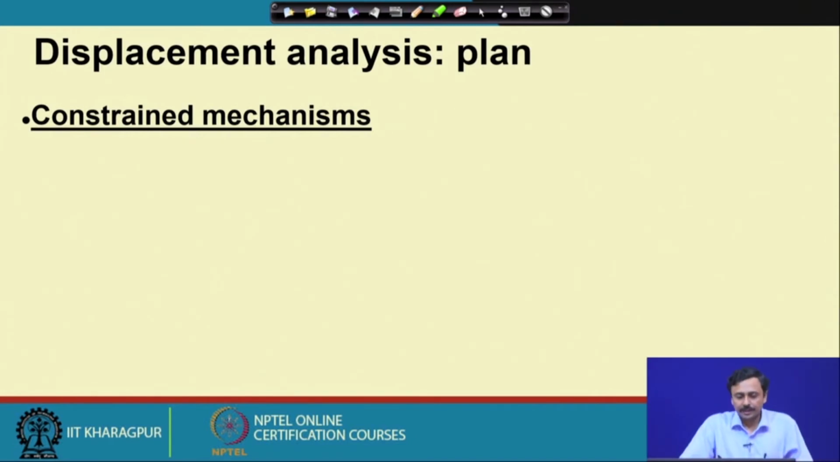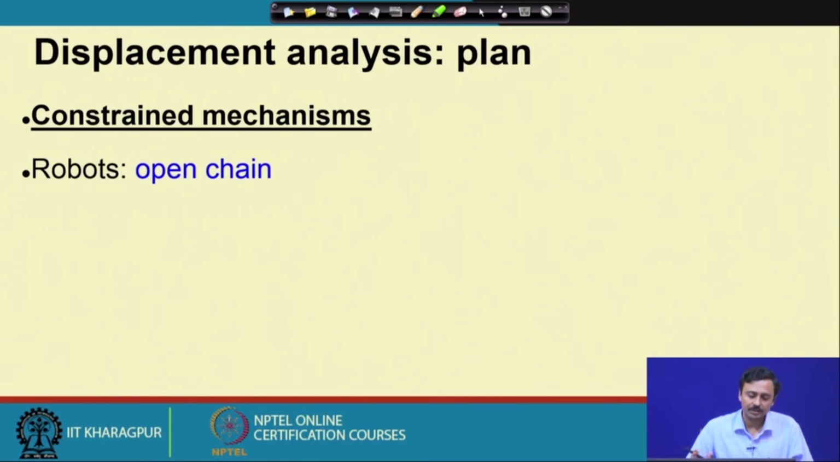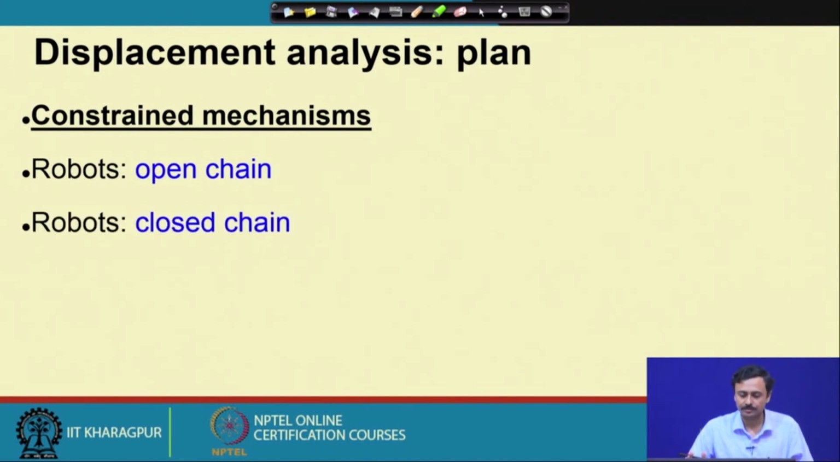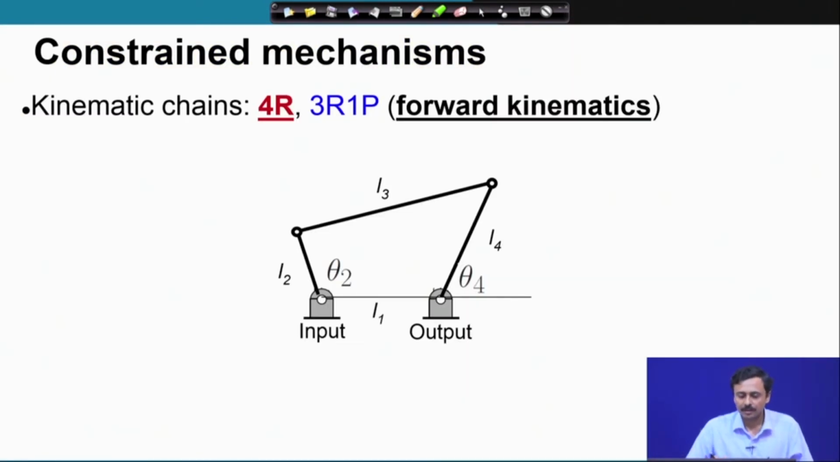Now, let us plan our study of displacement analysis. As I have planned, we will first discuss constraint mechanisms. You know that constraint mechanisms are mechanisms with 1 degree of freedom. So, we are going to study displacement analysis of constraint mechanisms, we will start with that. Subsequently, we will go to robots. So, we will look at open chain robots and closed chain robots. Today we will start with the displacement analysis, the forward kinematic analysis of a 4R chain.